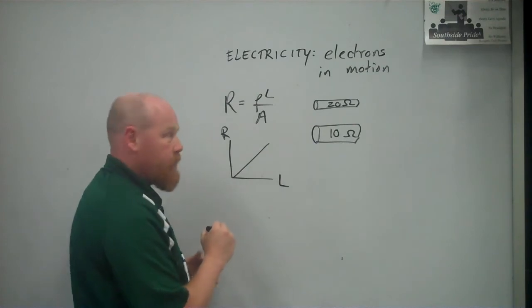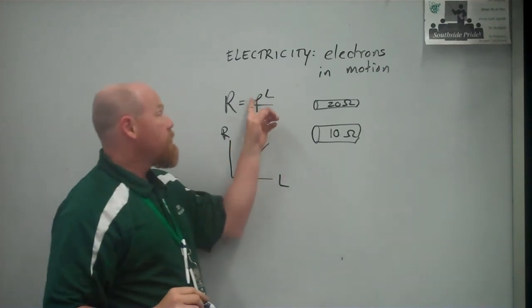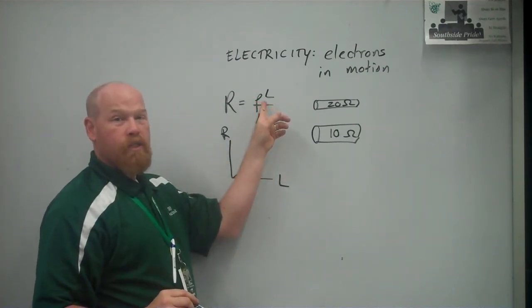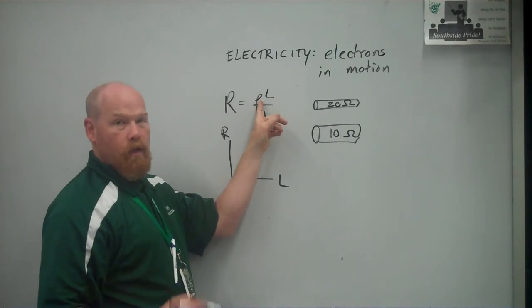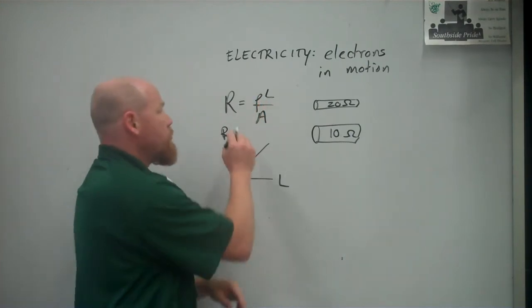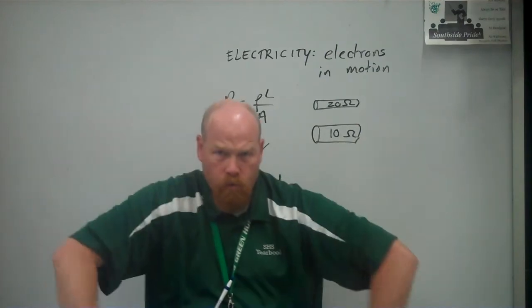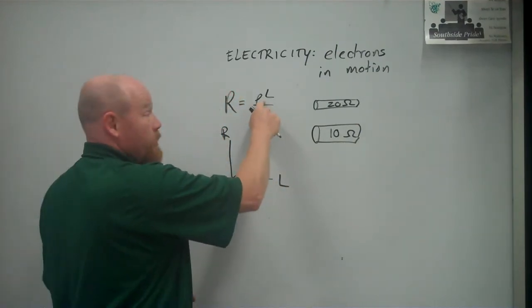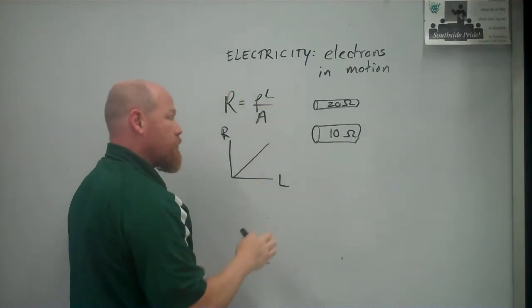It's going to be directly related. And by the way, this is resistivity, in ohms times meters, which depends on the metal: aluminum, nichrome, tungsten, whatever it is. This is resistance, which is in ohms, which depends on the type of metal, the length, and the cross-sectional area.